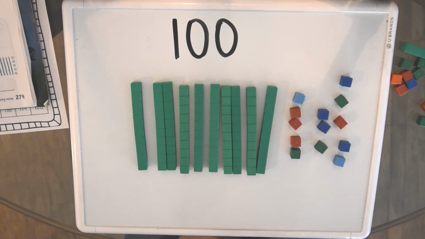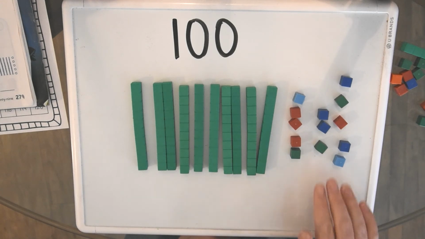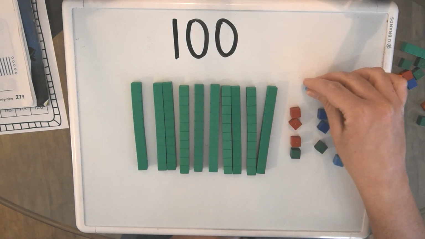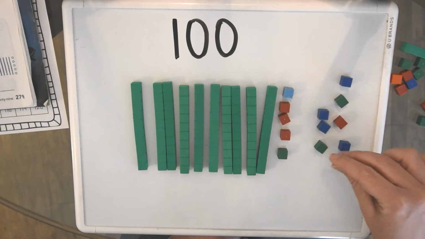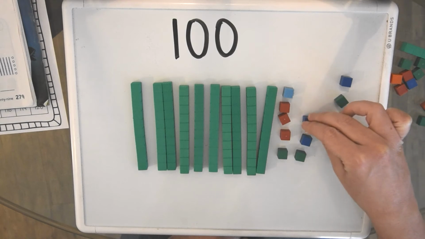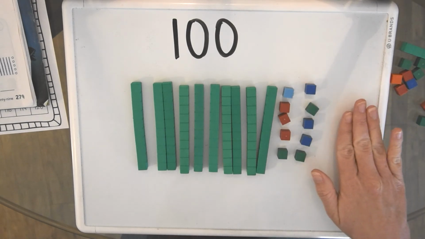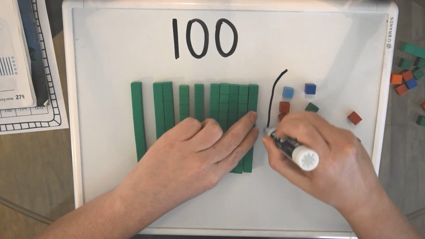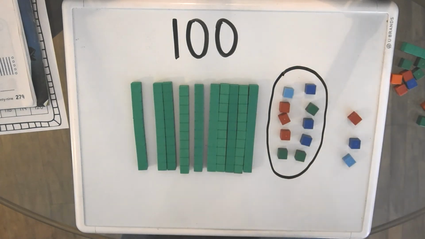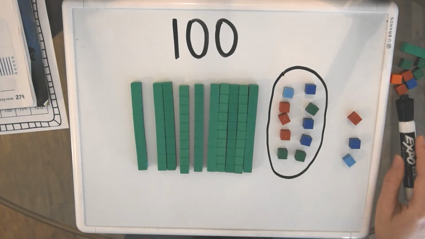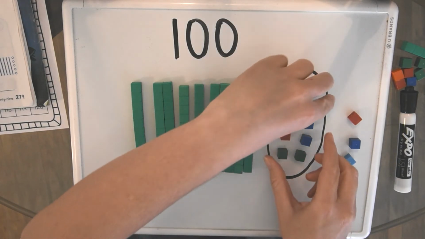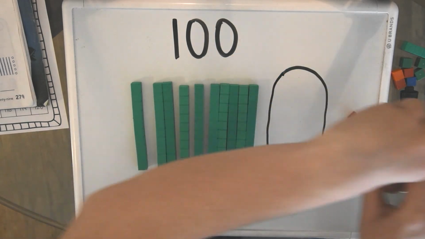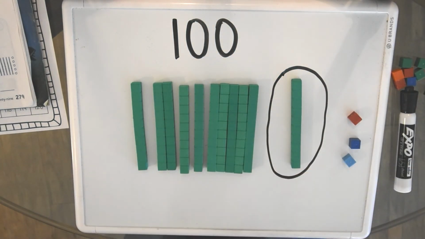But to make it a little bit easier, we can take these 13 1s and we can make a 10, right? There's a 10 in there. So let's take 10 of our 1s. 1, 2, 3, 4, 5, 6, 7, 8, 9, 10. And I'm going to circle it. So I have 10 1s. Okay. And now what I can do is I can turn these 10 1s into a 10. So I'm going to take them out and replace them with a 10.